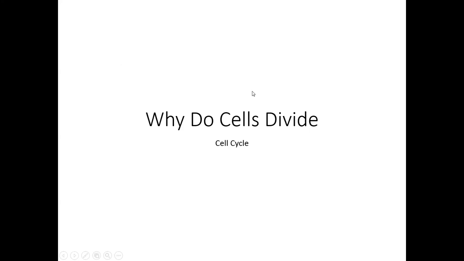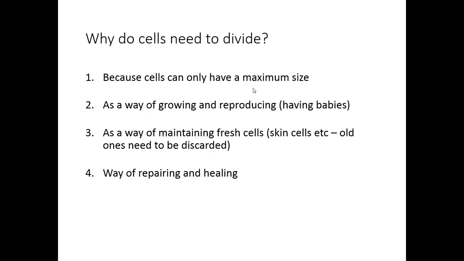So cell division, why do cells divide? Well, here are four main reasons why we have cell division. And we're going to go through each one of these reasons in a bit of detail, so they're there for you. So it talks about maximum size, we need to grow and reproduce, we need to maintain fresh cells, and we also need to repair.